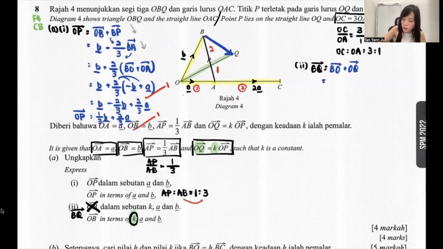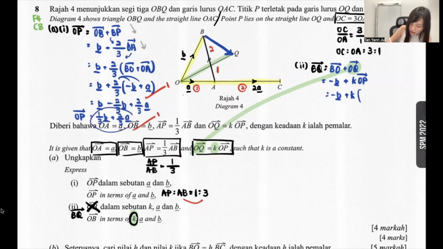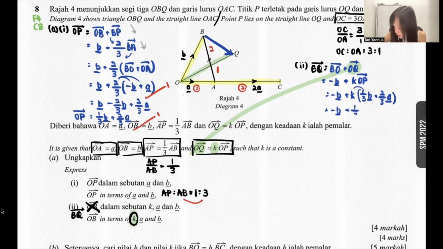So B walk to O is what? The reverse of this, isn't it negative B? Then O walk to Q is the green one, isn't it KOP? So negative B plus K OP. How do I get OP? Just now you did it. Isn't it just sub it in? 1 over 3B plus 2 over 3A. See, quite easy, negative B. Open it. 1 over 3KB plus 2 over 3KA.